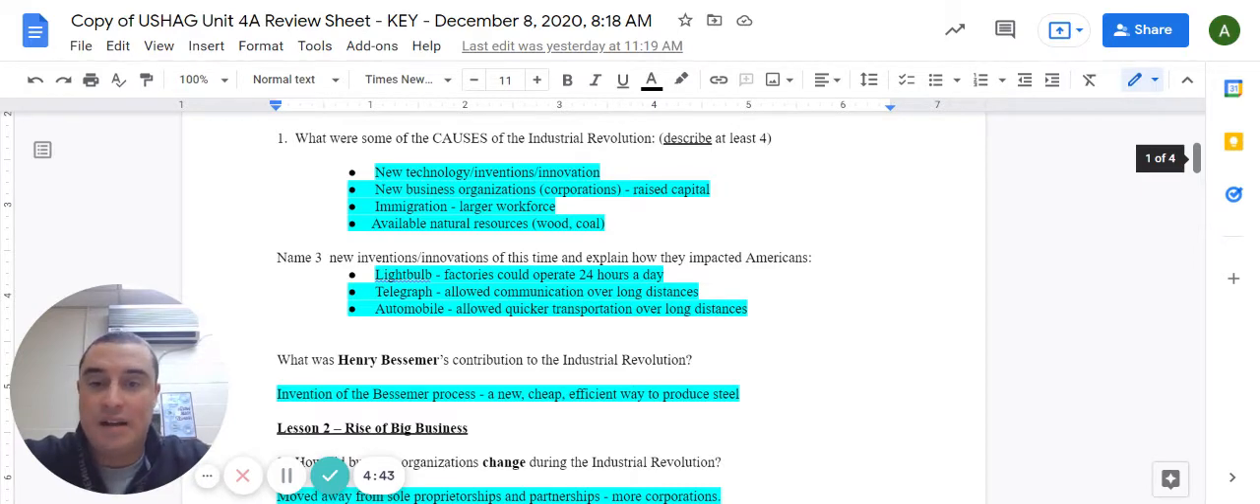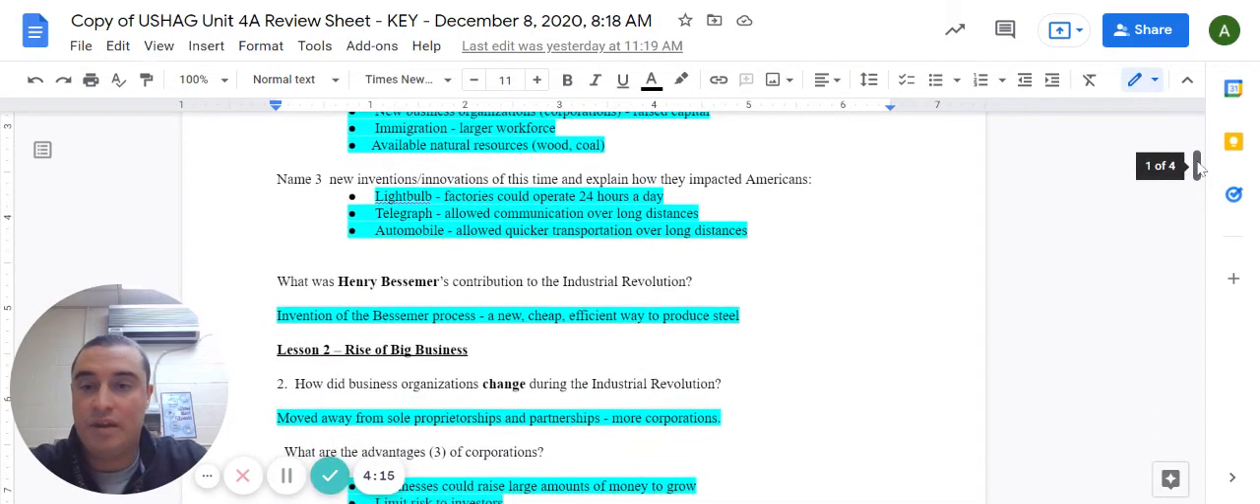There was some new technology and inventions and new innovations. There were new types of business organizations, specifically corporations, that allowed companies to raise a lot of money and grow fast. There was a lot of immigration during this time period, which gave access to a larger workforce and a lot of laborers who were willing to work for cheap. And we have tons of available natural resources in the United States, things like wood and coal and iron ore to make steel, things like that.